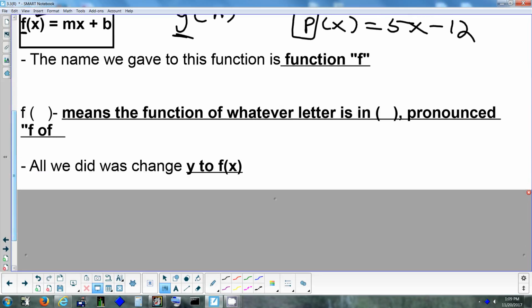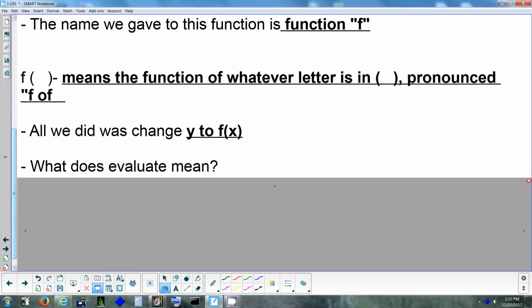So, all that we really did was change y to f of x. That's all we did on paper. We're just not writing a y anymore. We're putting f of x. F of x still means y. Just a different way to write it.